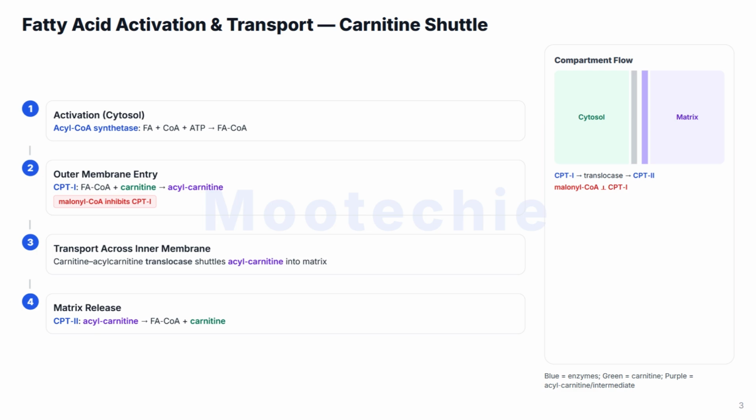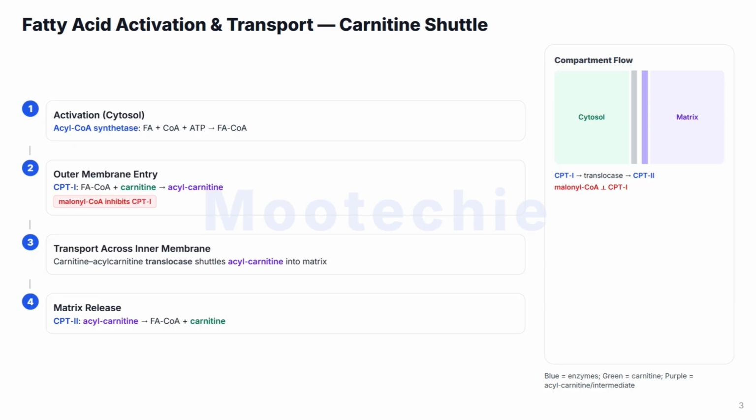Step 4 is matrix release. Inside, CPTI2 converts the acyl-carnitine into fatty acyl-CoA and free carnitine. The slide also has a helpful compartment flow diagram. It shows the cytosol and the matrix with the pathway CPTI1 to the translocase to CPTI2. The inhibition of CPTI1 by malonyl-CoA is prominently noted.